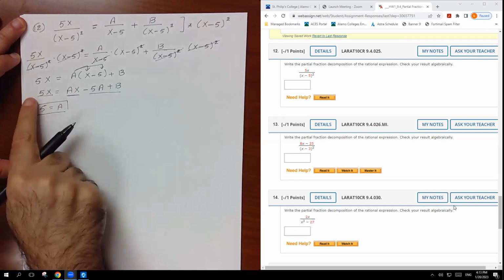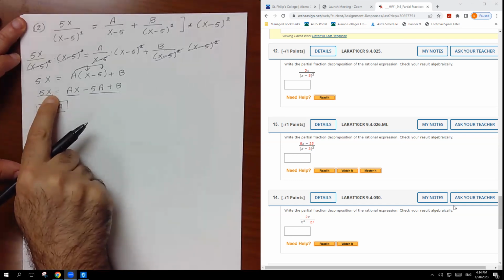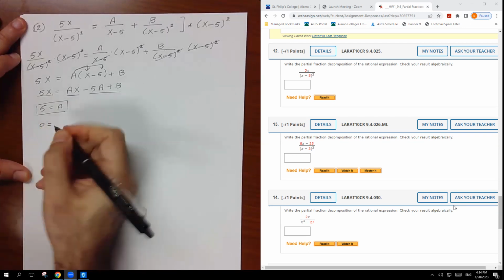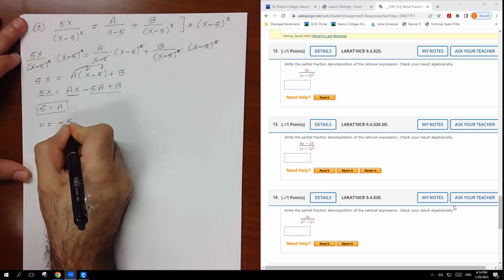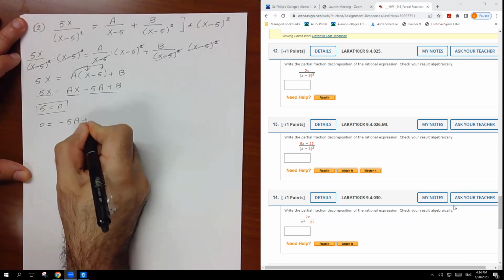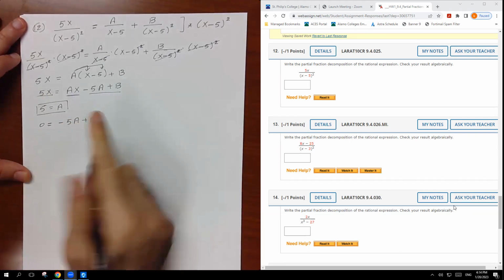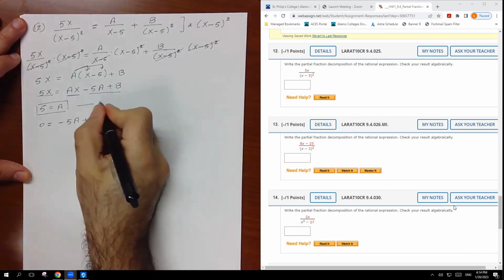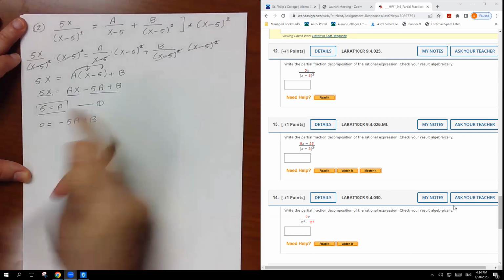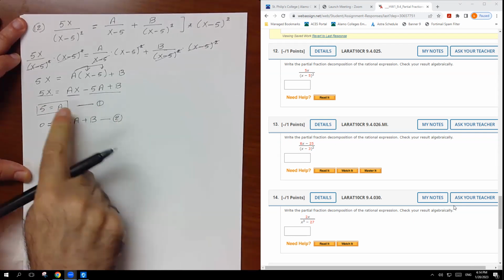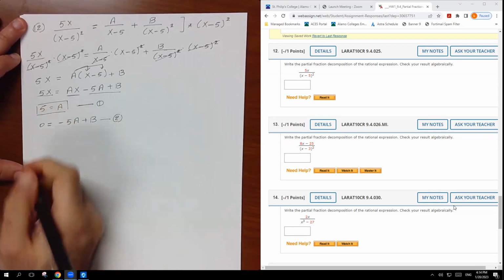The second one, there is no constant here, which means 0. So 0 is going to be equal negative 5a plus b. I have the value of a. This is the first equation, which is already solved, a equal 5, and here is the second one. Now we're going to plug in a equal 5 here.